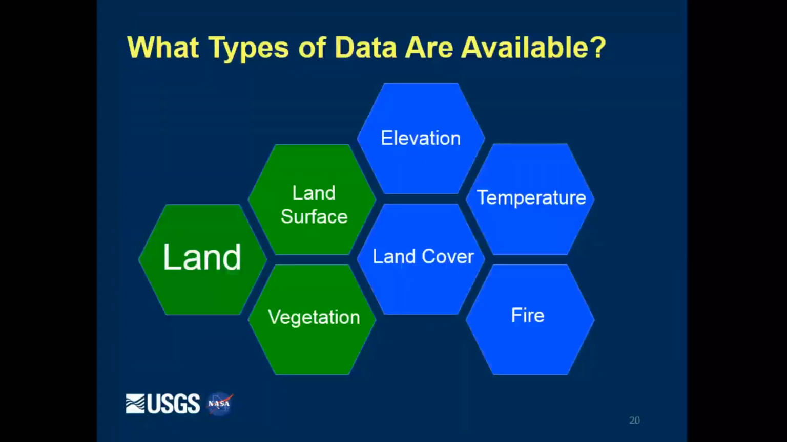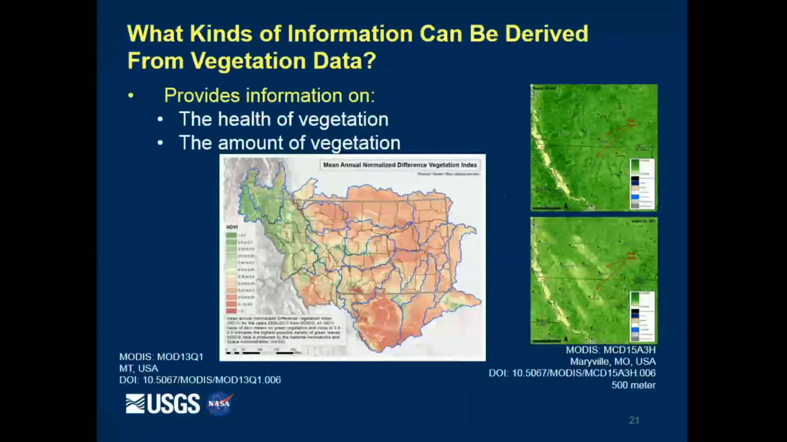Next, we have vegetation data. So vegetation provides us with information about the health of vegetation and the amount of vegetation on the Earth. Recently, MODIS data are used to update the Montana Climate Atlas. So we can see the image on the left is an example of the Montana Climate Atlas using the Normalized Difference Vegetation Index.